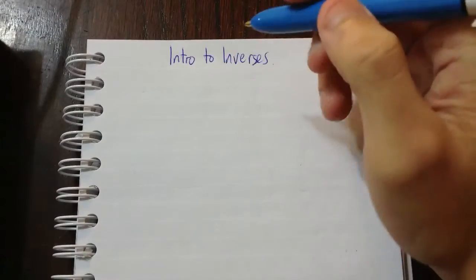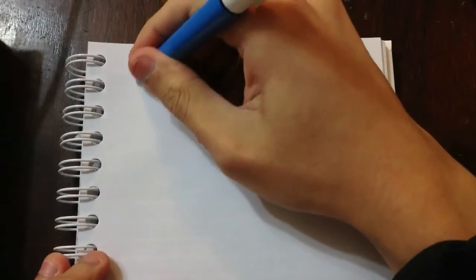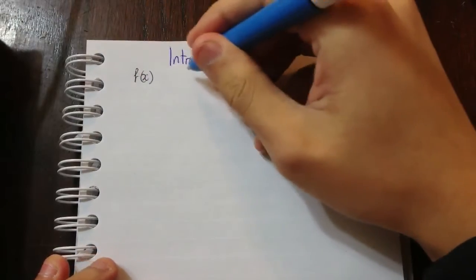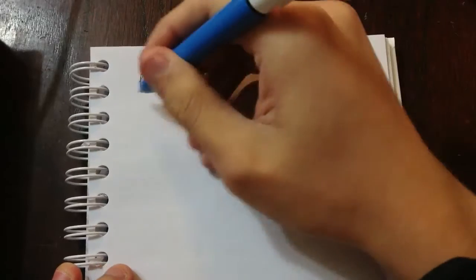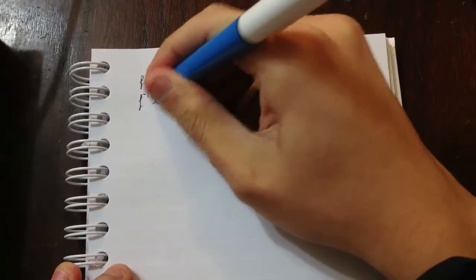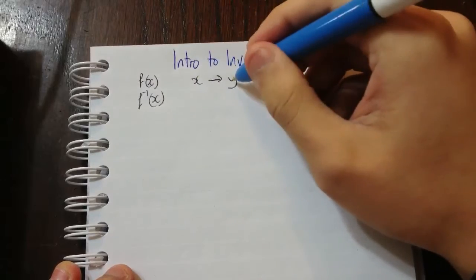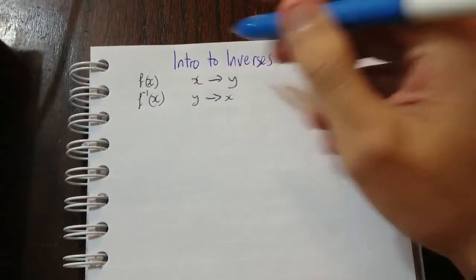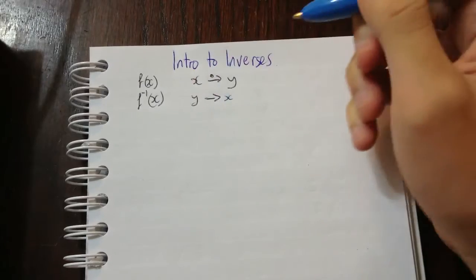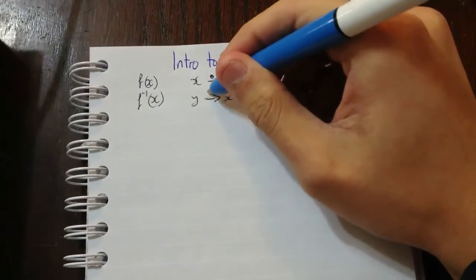So inverses is kind of confusing. Okay, so you have f of x, and that's all well and good. And we know a function is a way of getting from x to y, or x to f of x. Now inverse is the opposite. It's like saying, hey, we got from x to y, how do we get from y to x? It's like whatever we do here, but we're doing it backwards.